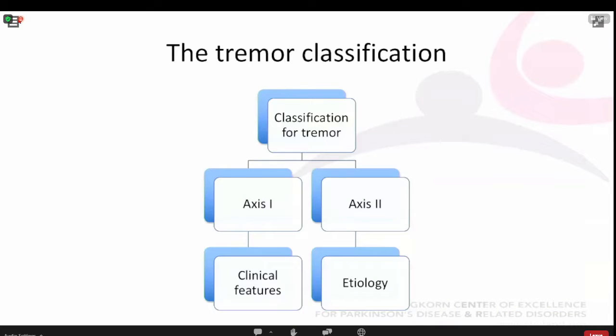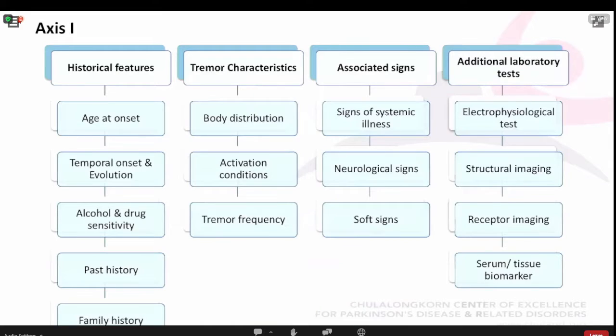As I talked about in the morning, from the tremor consensus in 2018, we classify into two axes. Axis one is the clinical characteristics, and axis two is etiology, like in dystonia classification. And this is a little bit different from dystonia.